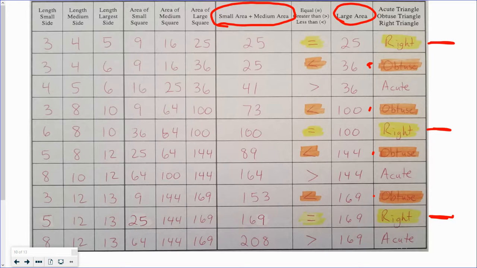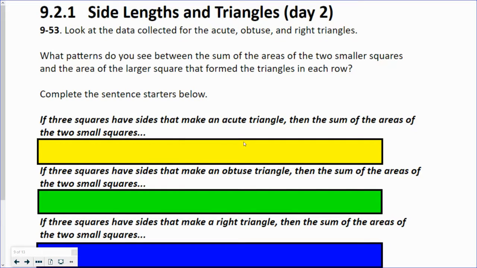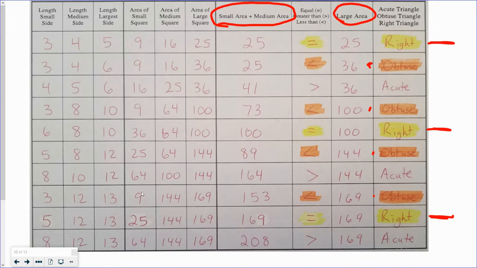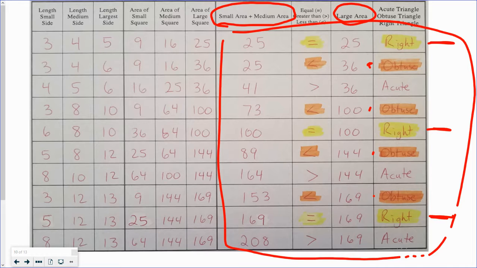And what I want you to do is pause the video in just a minute here and try to see if you can find some patterns that would answer these questions. Look again, the questions are: what happens with the sum of the areas of the two smaller sides to make an acute or an obtuse or a right? So we really want to focus on this area here. Okay, this area from here. All right, so pause the video and see if you can come up with some conclusions. Got it? Go.